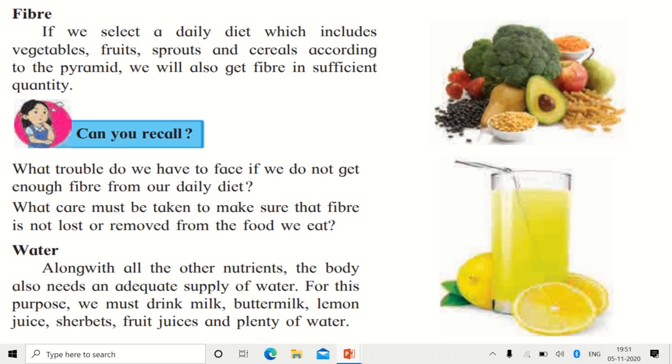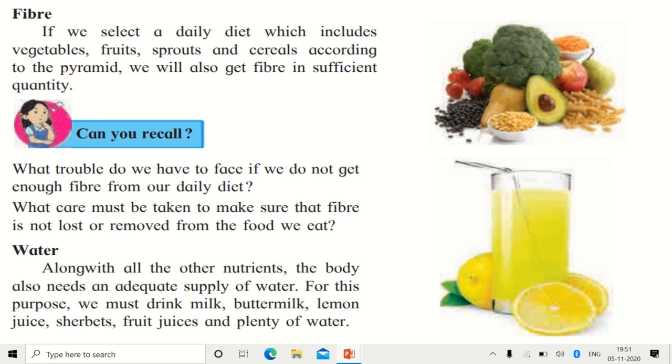To get water we should have all the liquid foodstuffs in our day-to-day meals. We should drink milk, we should drink a lot of water, we should have buttermilk, lemon juice, sherbet, different fruit juices, and we have to drink water from time to time. It is said that you should drink at least 2 to 3 liters of water in a day because water is very important. Our basic cell from which our body is made needs water all the time. So here water is also important.